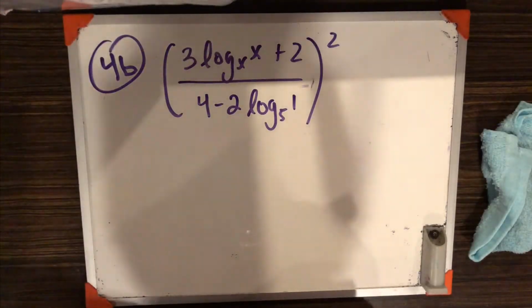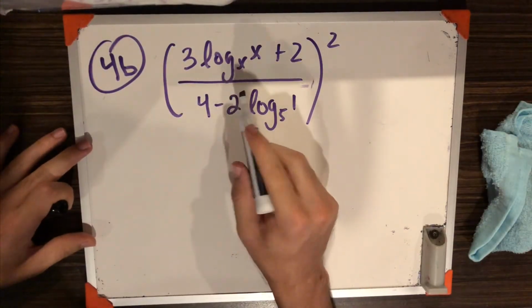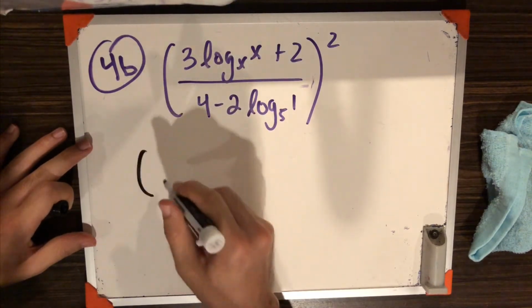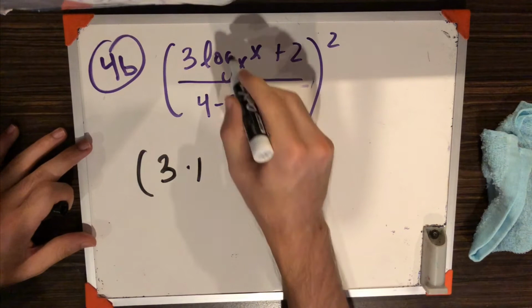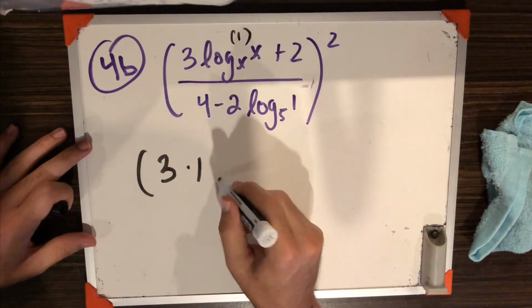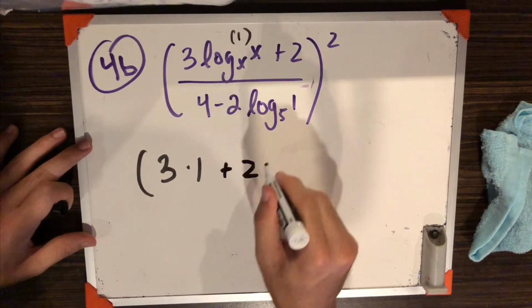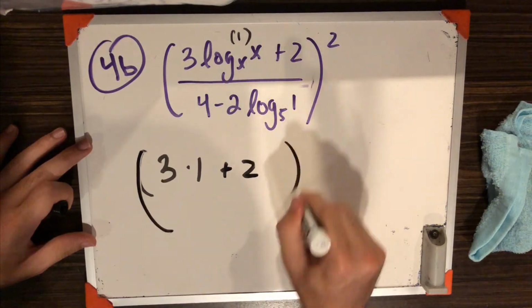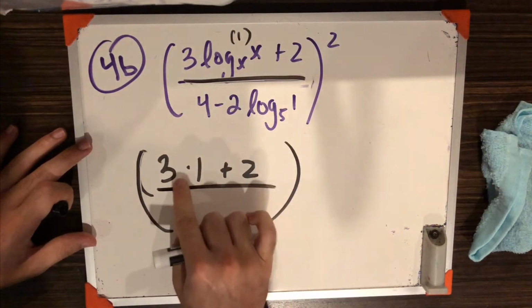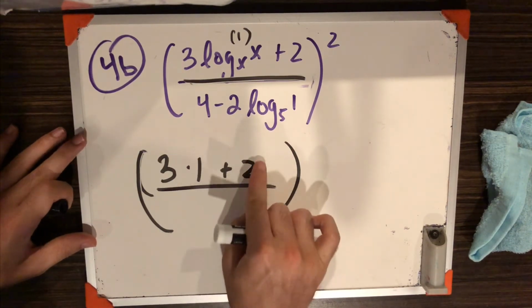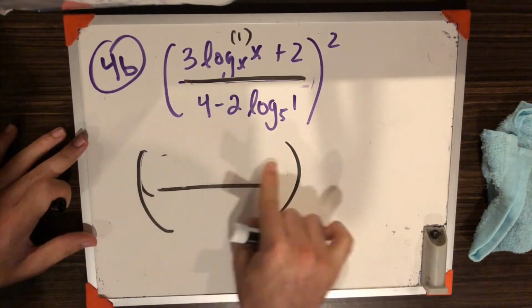Alright, 4b. Again, same situation. 3 times 1, again, log base x of x is going to turn out to be 1. And then plus 2. You want to do the inside first. So we've gotten the top part, 3 times 1 is going to be 3. 3 plus 2 is going to be 5.